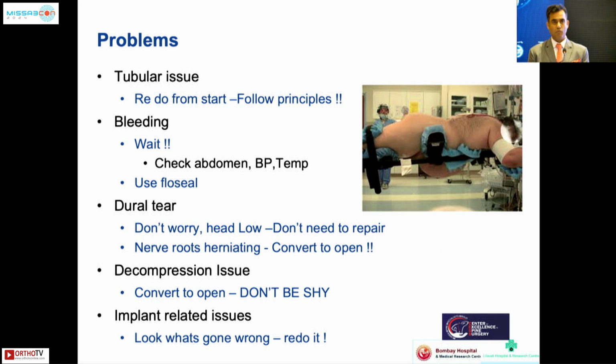And remember one thing, we are all spine surgeons first, and then later we become MIS surgeons. So do not shy away in the early days of your life to convert an MIS surgery into open surgery. At the end of it, it is the good outcome that the patient really wants.